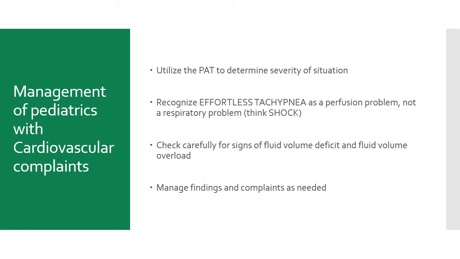Check carefully for signs of fluid volume deficit and fluid volume overload. Again, look at the orbits, look at the neck veins, look at the skin, think about the fontanelles if they're under a year, look at the mucous membranes, think about urine output as well. And then manage findings and complaints as you find them. Patients with distributive shock may appear to have flushed skin or hives at first, but then as shock progresses, the patient will become pale, cool, and clammy. And as I mentioned before, sweating of the forehead in children is a sign of a congenital defect, especially congenital heart defects.